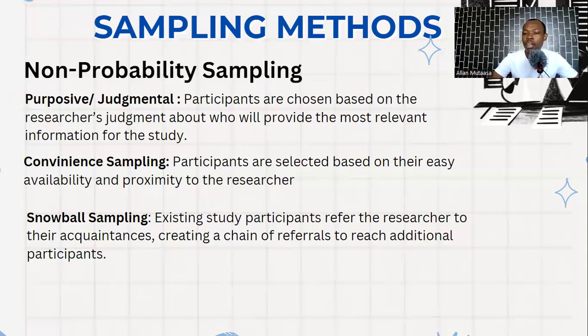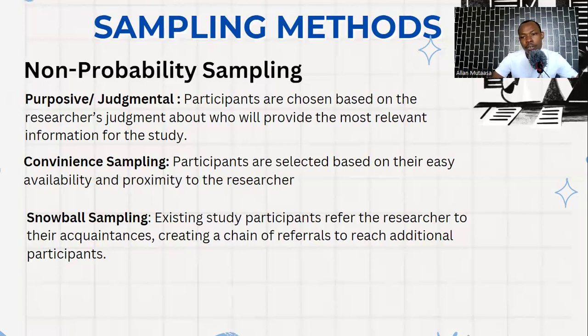It is also used in studies with sensitive phenomena, things like prostitution. Prostitutes know each other. So if you interview one prostitute, they are likely going to tell you who the other prostitute is. So if you have a study like that, you can continue.